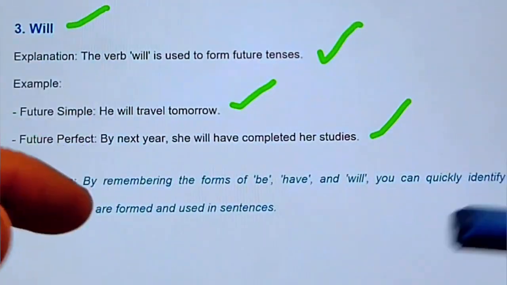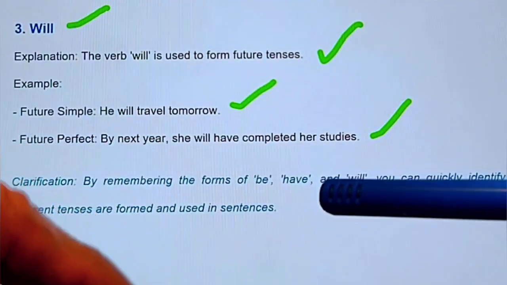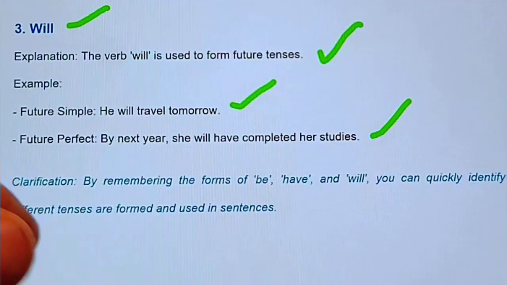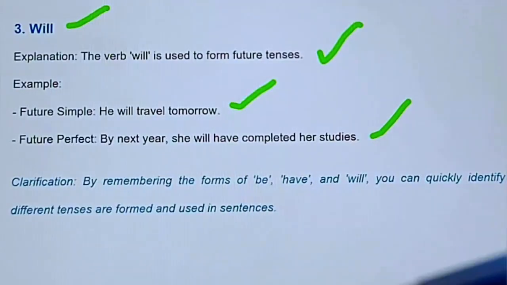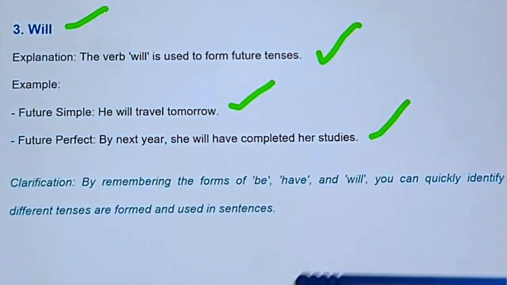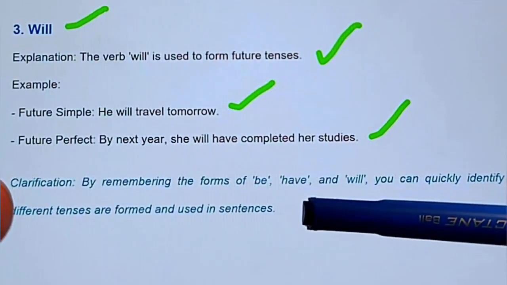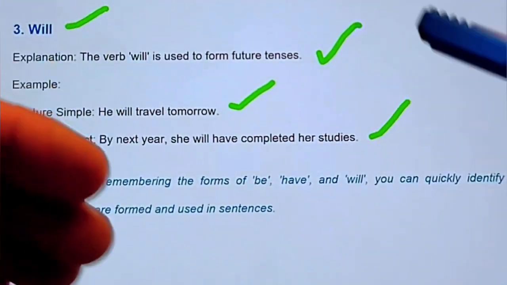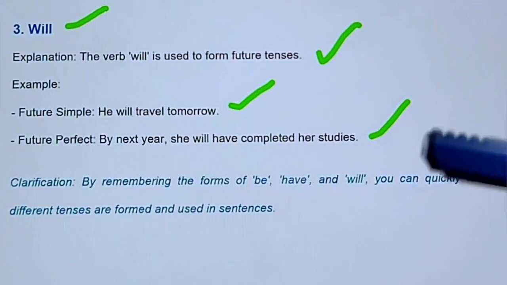And this is the clarification here. By remembering the forms of be, have and will, you can quickly identify how different tenses are formed and used in a sentence. So these key verbs help you understand and find out the tenses. So the verbs be, have and will make it very easy to recognize the tense. What kind of tense is this? Hopefully you got this trick as well.